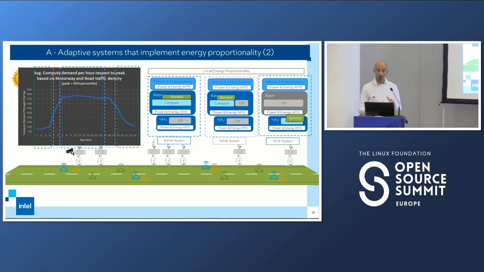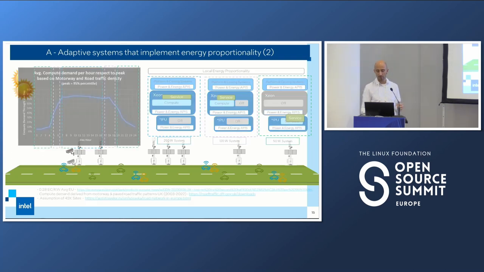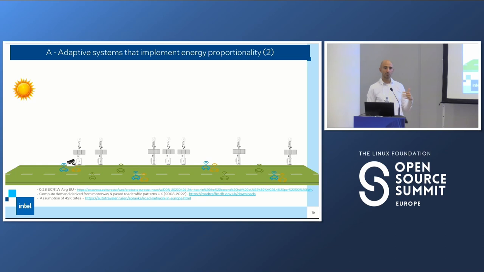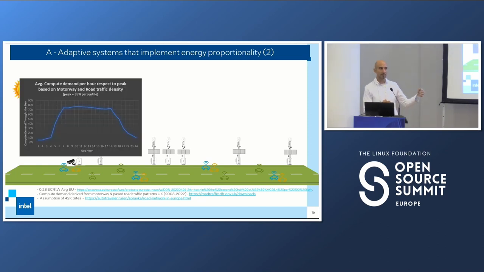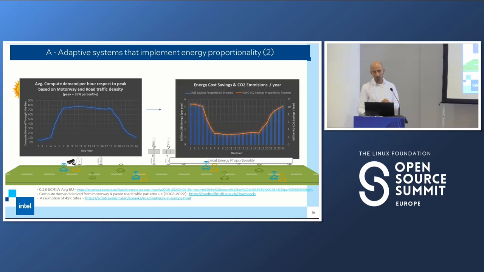Now, just to give a sense of the potential implications in a deployment model. This is a modeling assumption, more in the backup, but basically using the load graph I showed in the previous slide, taking the current cost of energy per kilowatt hour, and assuming a deployment model with about 42,000 sites, what potential savings can you have if you implement those elastic systems, right? This graph shows the amount of million US dollar savings that you can have in the different parts of the day.